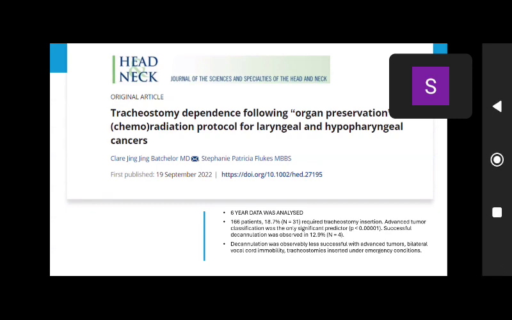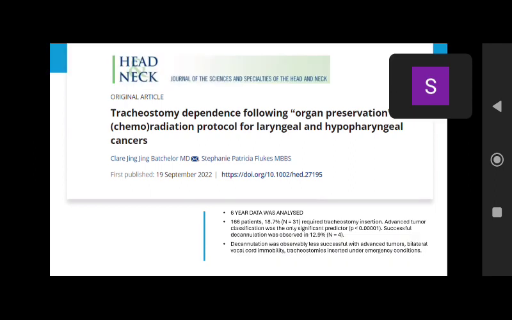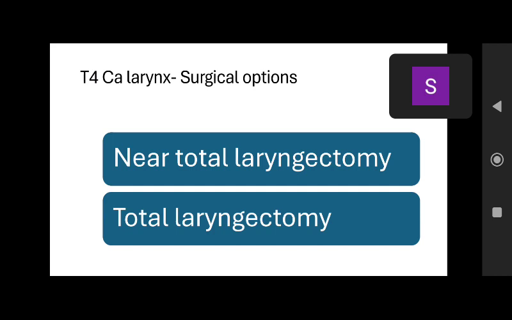And this is a recent article published in September 2022, which looks at the number of patients who became tracheostomy dependent following an organ preservation approach. They analyzed 6 years of data of around 166 patients, in which 18.7% required tracheostomy insertion. But decannulation was only successful in approximately 13%, 12.9%, of patients. They said decannulation was less successful in those with advanced or bilateral vocal cord immobility, or those with tracheostomy inserted in emergency conditions. So even using this database, we can say that decannulation was very difficult. Only 12% of patients achieved it. So organ preservation for a T4 larynx should be avoided. The surgical options we have are either a near total or a total laryngectomy.